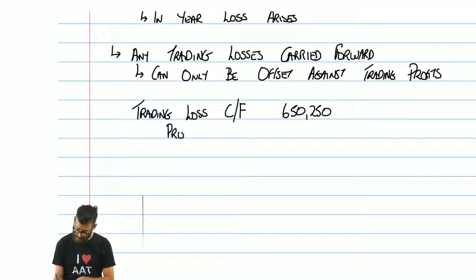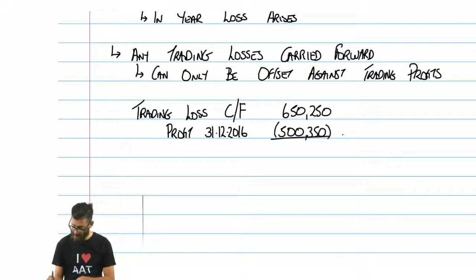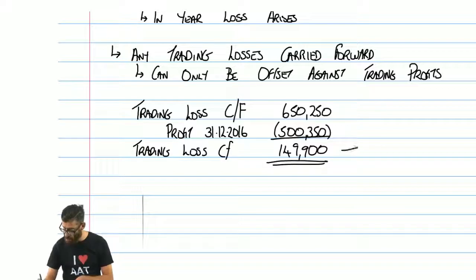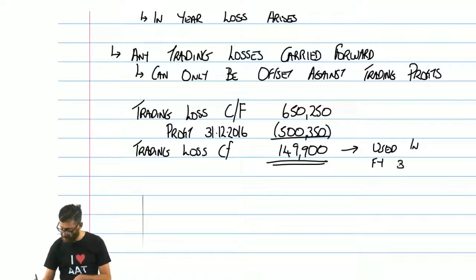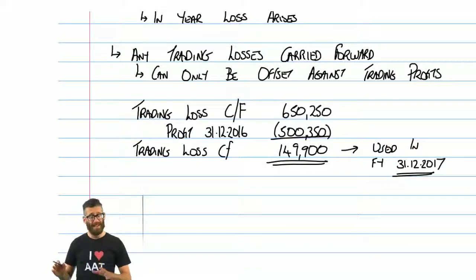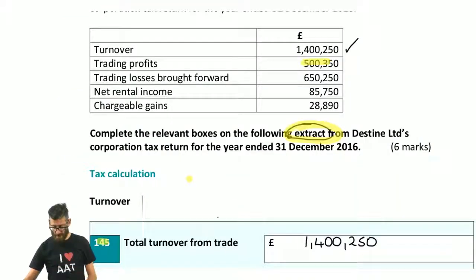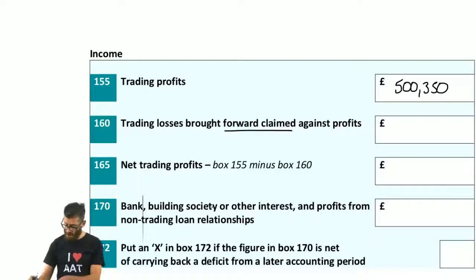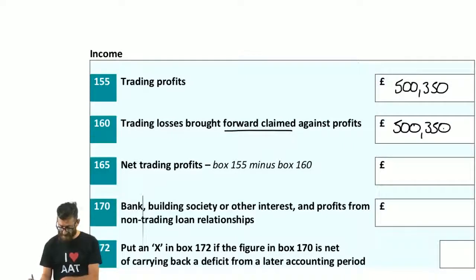650,250. The trading profit for the 31st of the 12th, 2016 was 500,350, which means that we have further trading losses to carry forward of 149,900, and that, guys, will be used in the financial year end 31st of the 12th, 2017. Okay, we cannot use a penny more. So coming back to the computation, what we now will do is we will just use that 500,350, and the net trading profits in this instance is 0 because we have subsequently offset all of our trading profits with that significant trading loss carried forward.